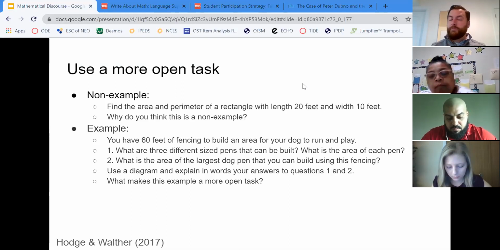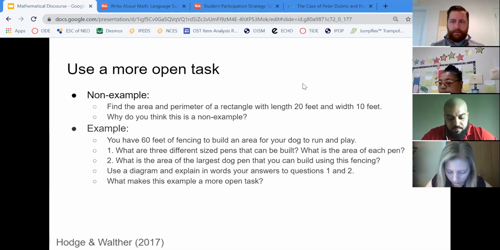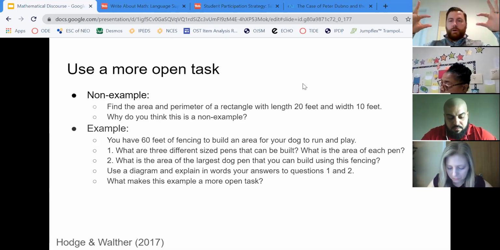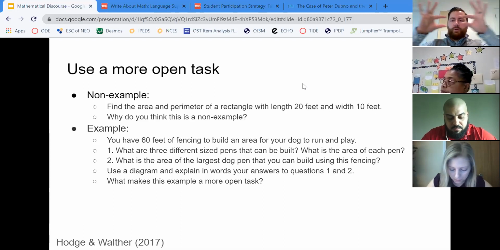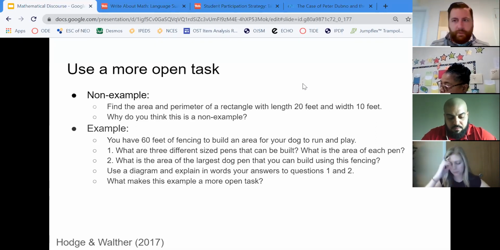It becomes more meaningful. Not only that, in the last example, we don't identify any connection between perimeter and area. In this one, students can begin to see, okay, wait a minute, even though I have the same perimeter, I have different area. You could have a very long, skinny pen that's a really super long rectangle with a limited area, and then say, okay, why is that bad? Well, because we've connected to our dog, my dog can't run around.